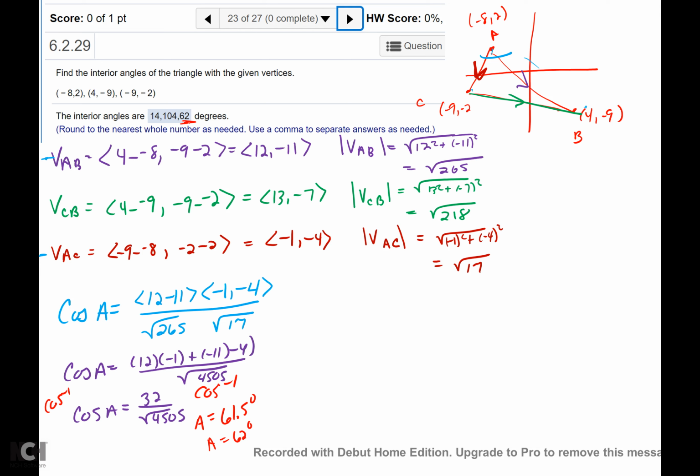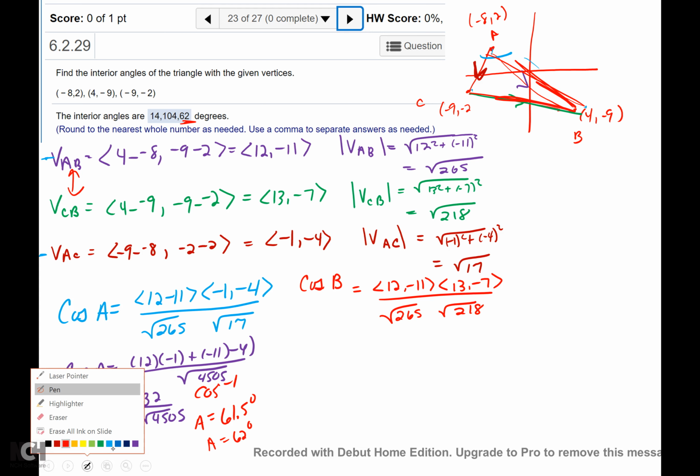Okay, so now, if I do B, I can say cosine B, and that is between CB and AB. So now I'm looking at these two. So I have 12, -11 times 13, -7 over the magnitude of that one, which is 265, and the magnitude of this one, which was 218.